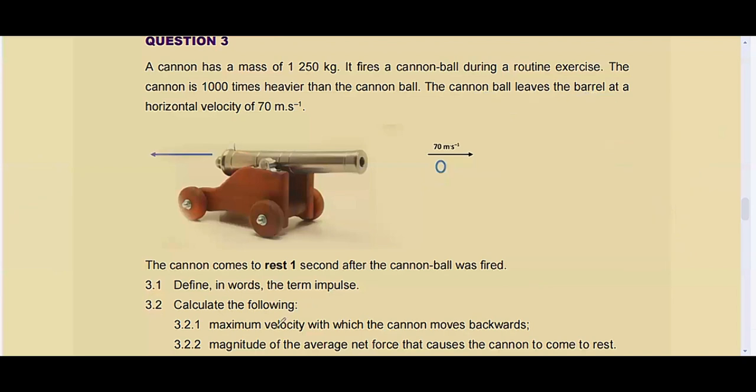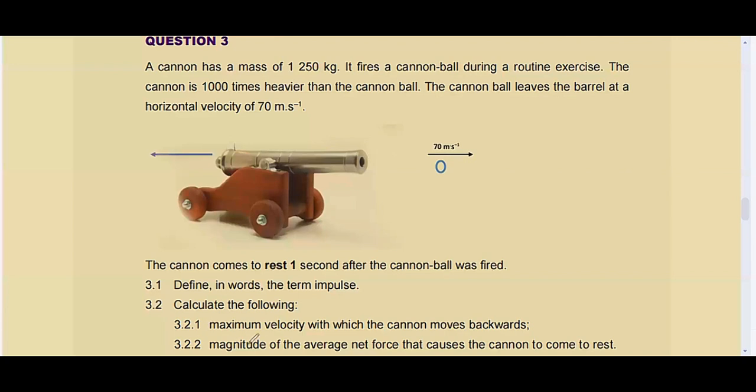Then we have 3.2. It says calculate the following: the maximum velocity with which the cannon moves backward. So this is to tell you about Newton's third law. Remember, when we are firing this cannonball from the cannon, we are making the cannon exert a force on the cannonball, which in turn exerts the same magnitude of force, but in the opposite direction, making the cannon move backwards. So the cannon is firing the cannonball forward, but because of Newton's third law, the cannonball is exerting a force on the cannon, making it move backward.